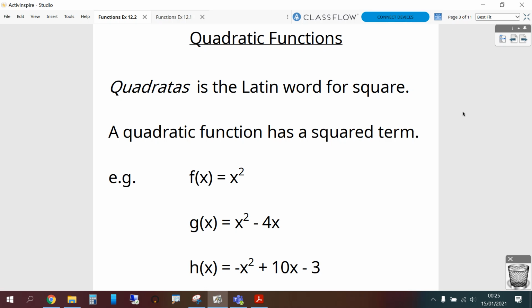Quadratus is the Latin word for square. A quadratic function has a squared term. For example, f of x equals x squared, g of x equals x squared take 4x, h of x equals negative x squared plus 10x take 3.